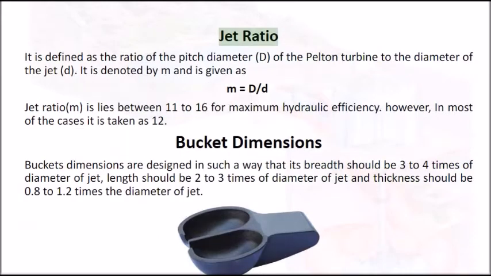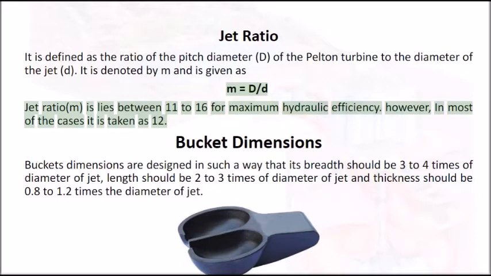Jet ratio. It is defined as the ratio of the pitch diameter, D, of the Pelton turbine to the diameter of the jet, d. It is denoted by m and is given as m equals D/d. Jet ratio, m, lies between 11 to 16 for maximum hydraulic efficiency. However, in most cases it is taken as 12.